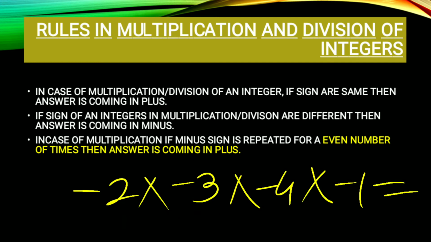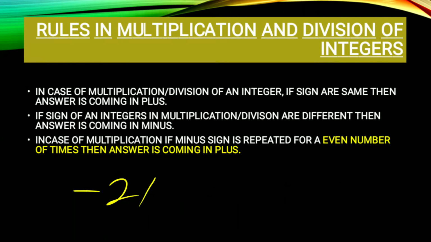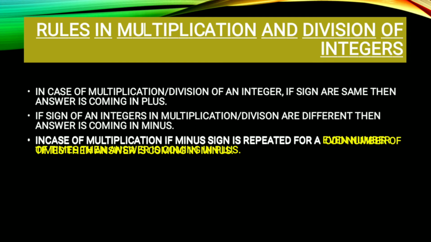So what will be the answer? 2 3s are 6, 6 4s are 24, 24 1s are 24. So the answer comes 24. Okay, so this is the rule that you have to remember. This is the third rule in case of multiplication. In case of division, this is not applicable; these rules are only for multiplication.